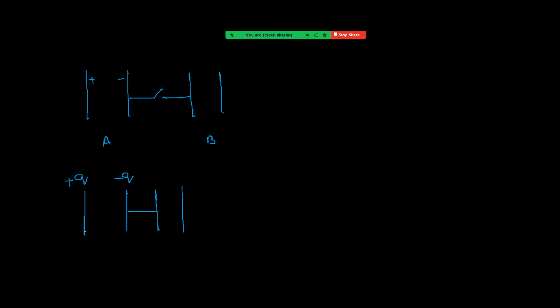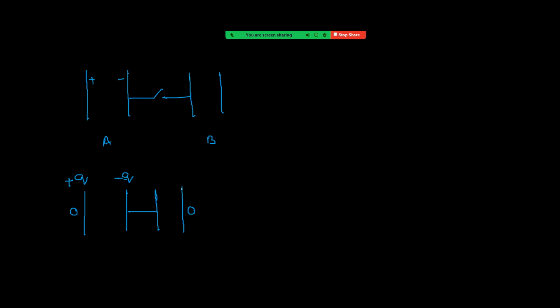Okay. So now there are four plates. See how to solve. First key point is, on outer faces, charge will be equal to half of the total charge. So total value how much? Q minus Q, total value zero. Outer faces zero, zero, right?